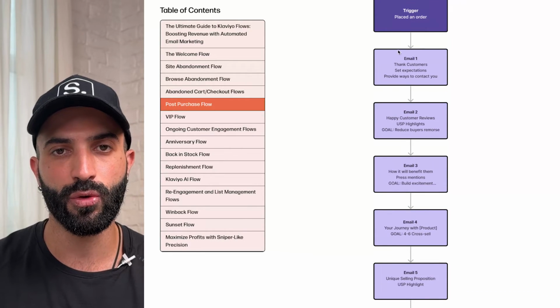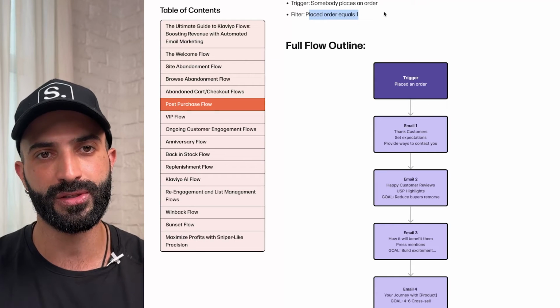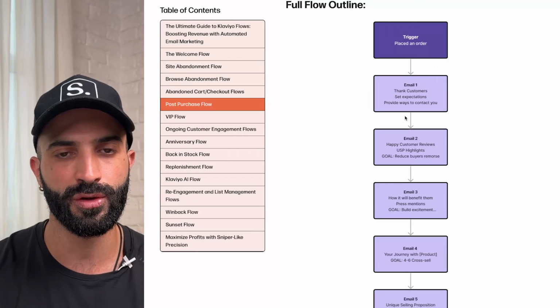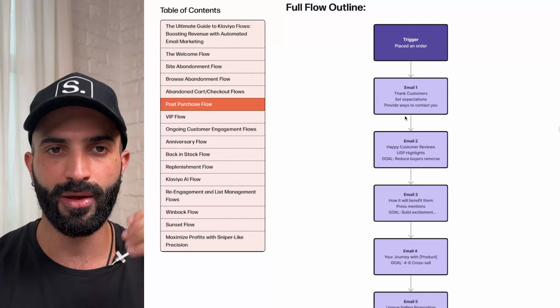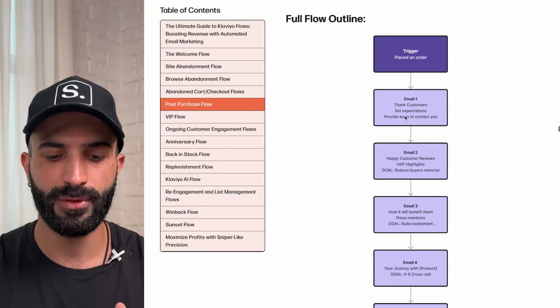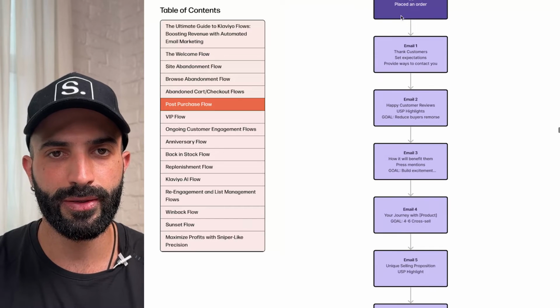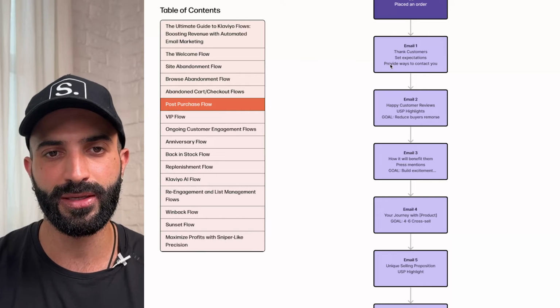Let's take a look at the quick outline right here. So the trigger is place an order. We want to have a flow filter that is place order equals 1 if it's the first time post-purchase. If it's the second, so equal 2, 3, 4, 5, and so on and so forth. Even though we have the VIP flow coming up where we'll talk about buying from you for the third time onwards.